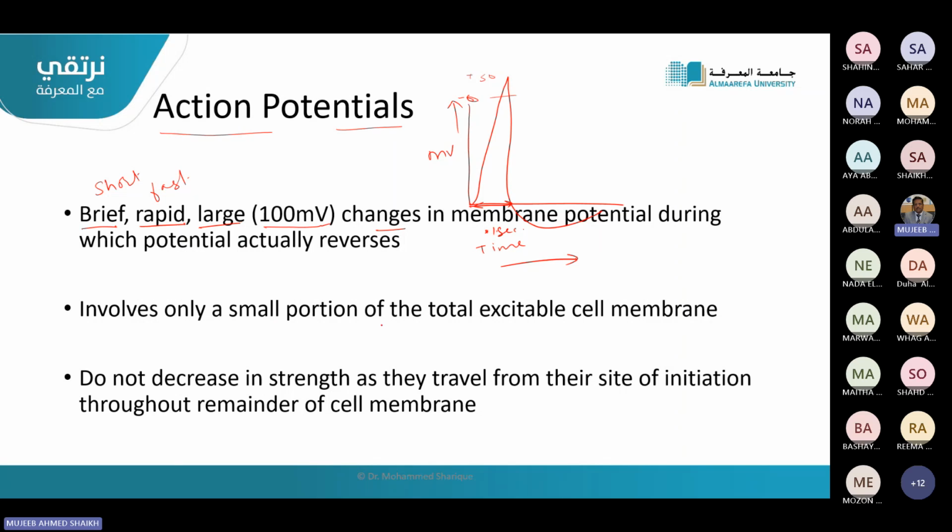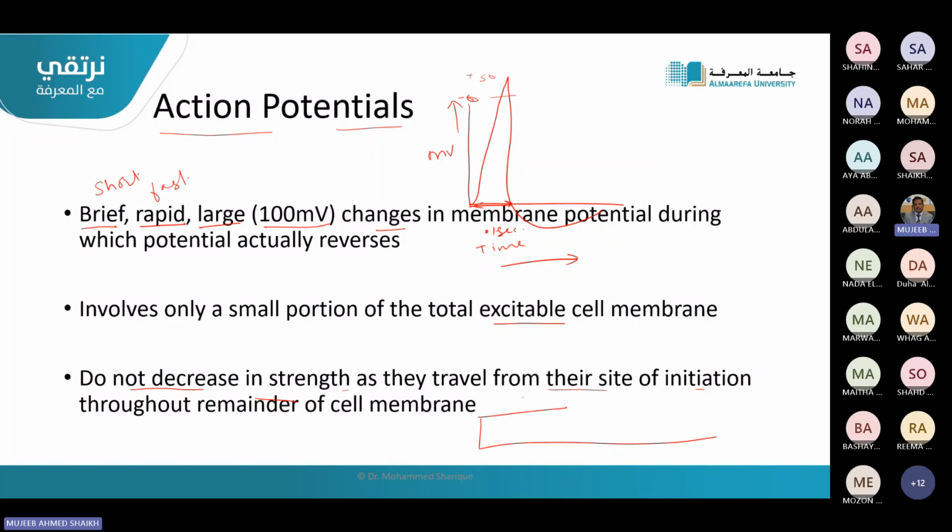It involves only a small portion of the total excitable cell membrane. It will not decrease in strength as it travels from its site of initiation throughout the remainder of the cell. Suppose this is the whole cell, suppose this is the size of the cell. I'm drawing it in a rectangular fashion, but it can be circular also. Suppose there is an action potential here. It will not become less and less like this. This is not possible in action potential. How will it be? I will show you here how it will look.